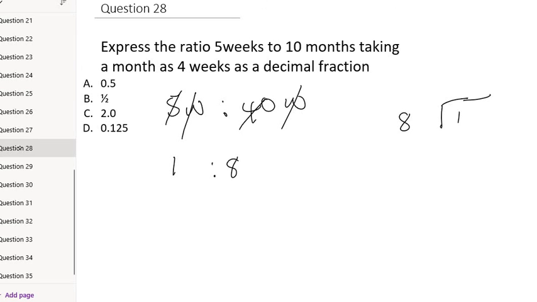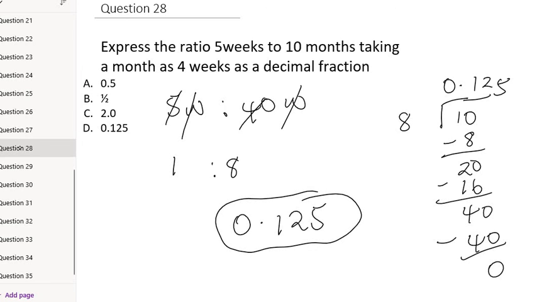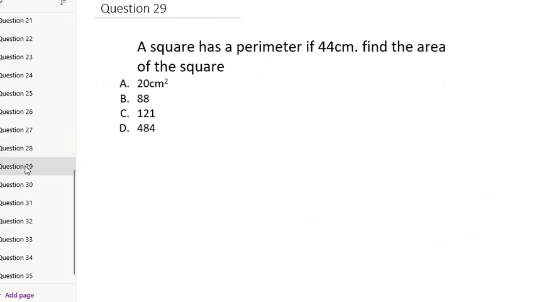Let's change this to decimal. 0 can go 0, 1. 1 times 8, 8. Take away, you have 2. Add 0. 2 times 8, 16. Take away, you have 4. Add 0. 40 divided by 8, 5. 5 times 8, 40. Take away, you have 0. So my answer is 0.125, which is D.